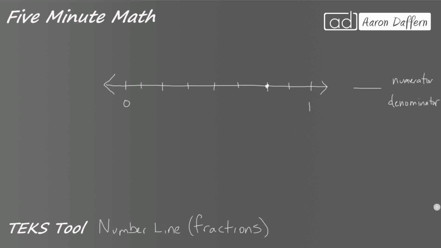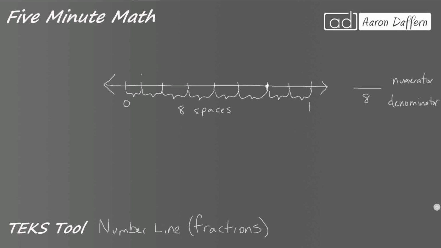And we can count them two different ways. So the denominator is the total number of spaces. So let's see how many spaces we have. We've got 1, 2, 3, 4, 5, 6, 7, 8. So we've got 8 spaces, and that's going to be our denominator because that represents how many total sections there are between 0 and 1.